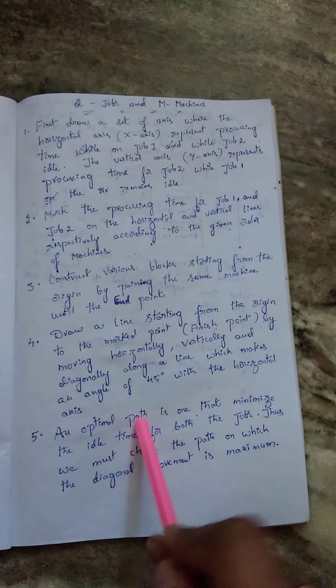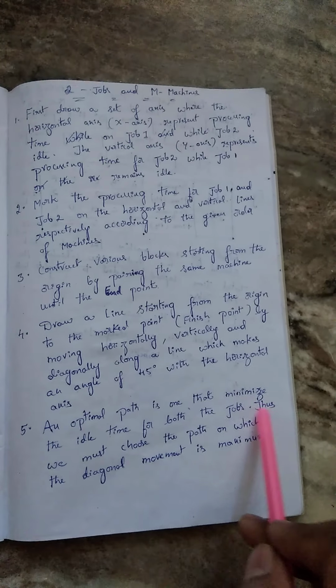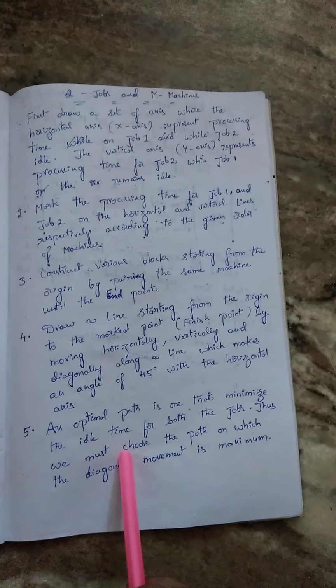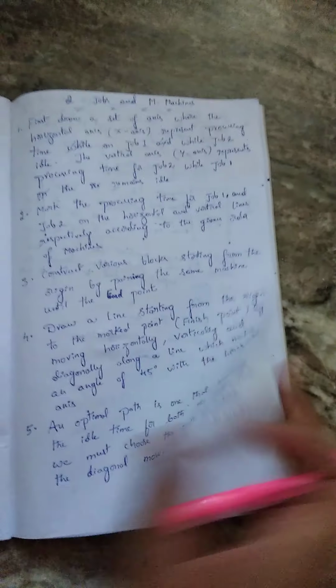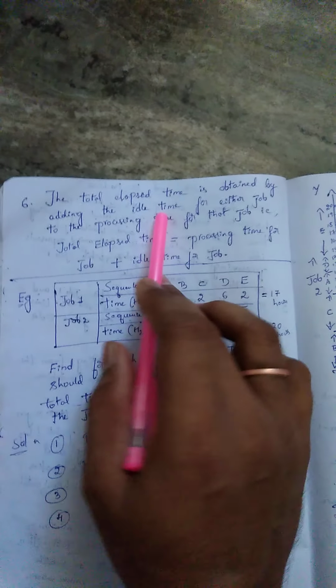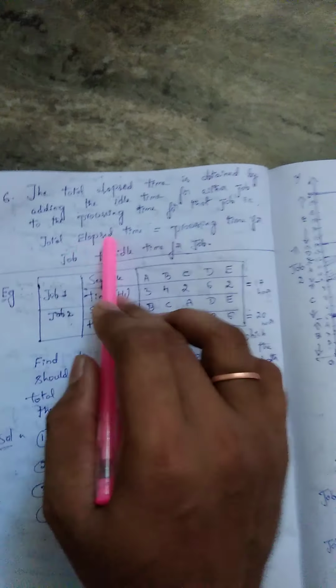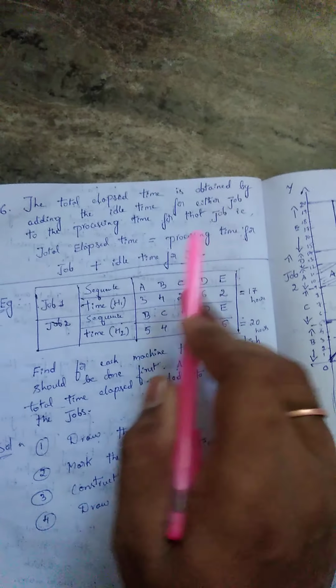Next, an optimal path is one that minimizes the idle time for both jobs. Thus we must choose the path on which the diagonal movement is maximum. Last, the total elapsed time is obtained by adding the idle time for either job to the processing time for the job. Total elapsed time equals processing time for the job plus idle time for the job.